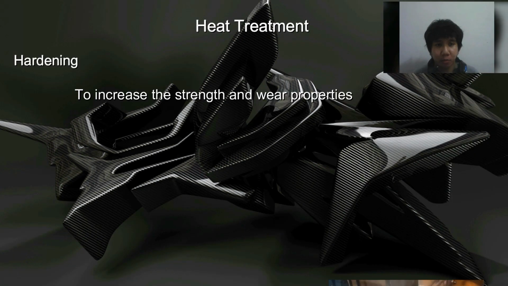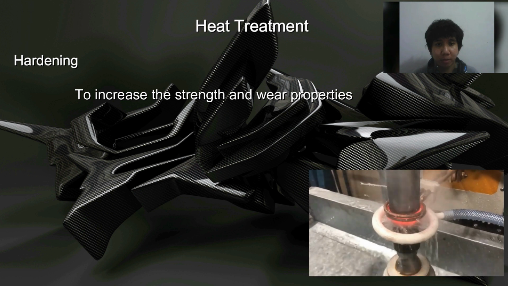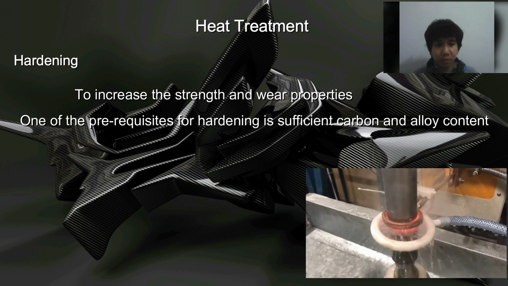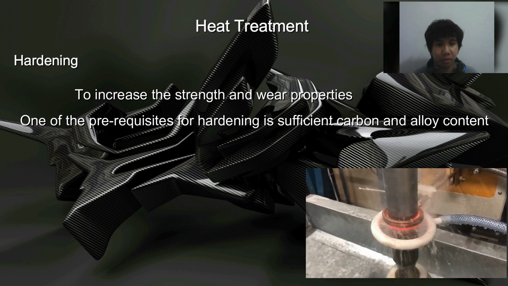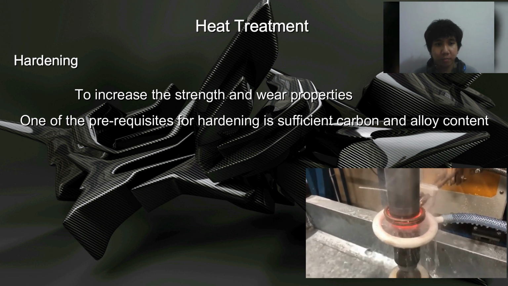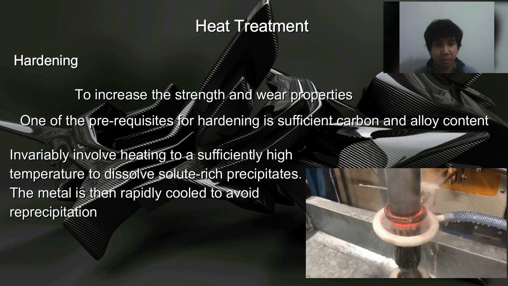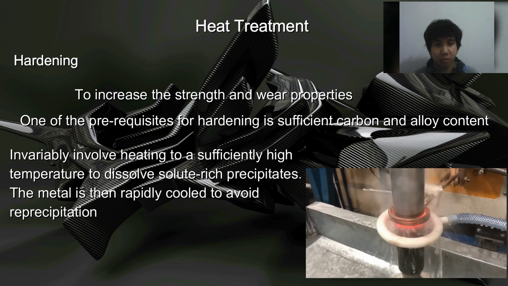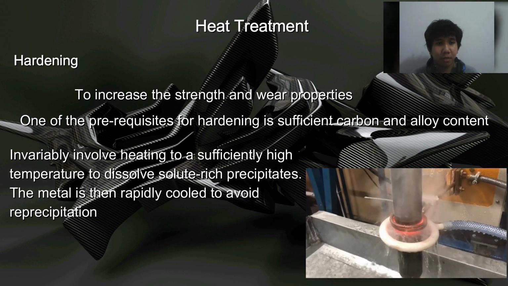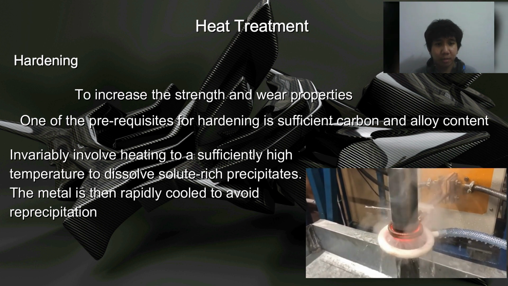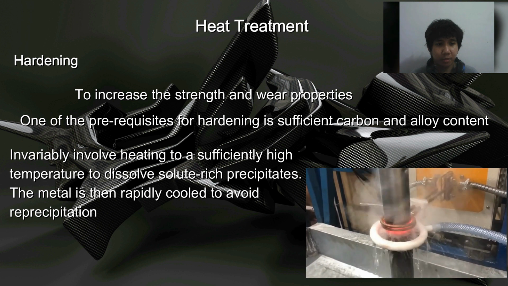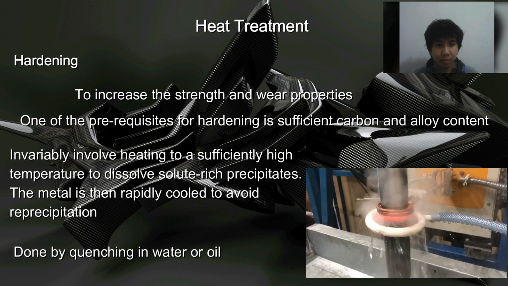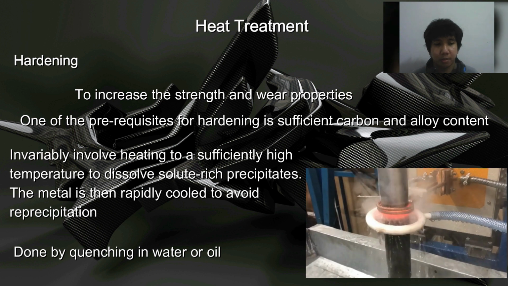Hardening. It is done to increase the strength and wear properties. One of the prerequisites for hardening is sufficient carbon and alloy content. Hardening heat treatments invariably involve heating to a sufficiently high temperature to dissolve solute-rich precipitates. The metal is then rapidly cooled to avoid precipitation. Often this is done by quenching in water or oil.